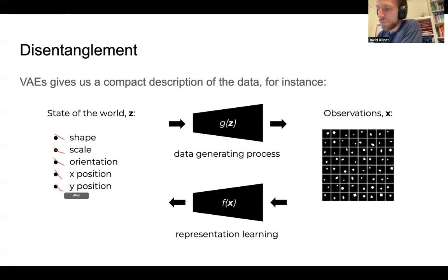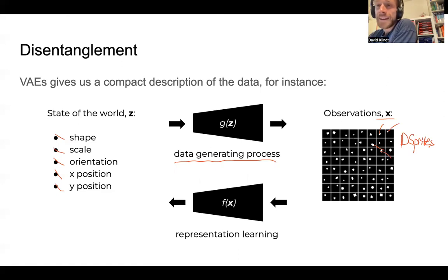We send that through some data generating process. Maybe if you want to think about computer graphics, this is like your graphics engine. You give it some parameters and it renders images. And the images you get, so now we're in the X space, they look like this. So this is, by the way, the famous dSprites data set from Google DeepMind. And it's like different shapes in different positions with different orientations and different sizes.